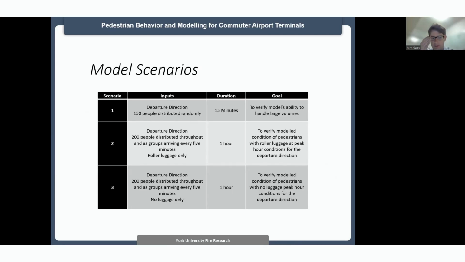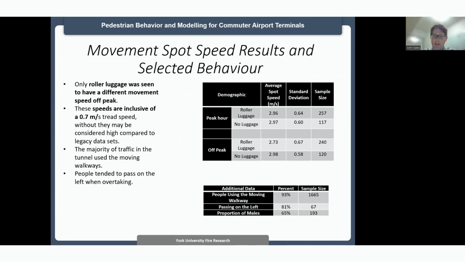We looked at three scenarios, principally 2 and 3 are the more interesting ones, whether you're looking at how people with roller luggage go through a space or without any luggage go through the space and what the impact is. And what we did find is that the data analysis was showing anyway that we didn't really have much of a difference between people using roller luggage or no luggage in general. And you can see that within the table.